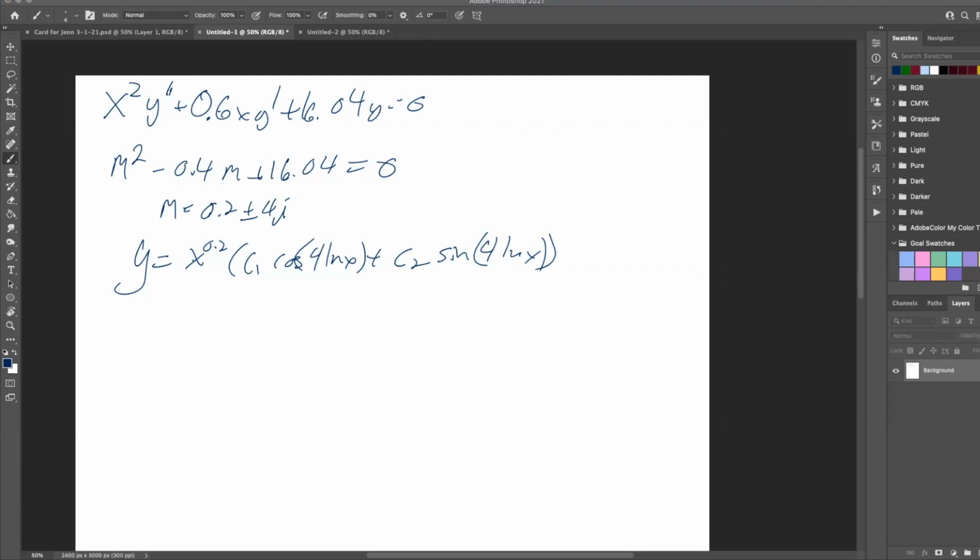Where did the 0.4 come from? Oh, so the 0.4. Here I have 0.6 minus 1 equals 0 minus negative 0.4. Remember, you always take 1 away from the middle term.